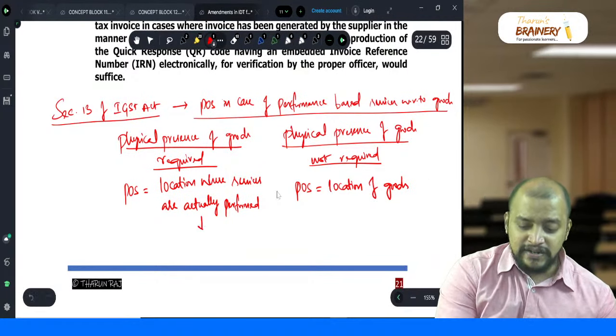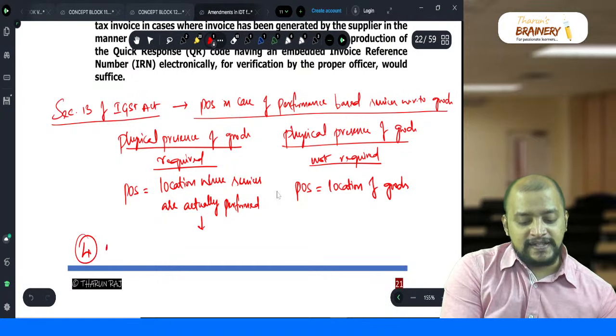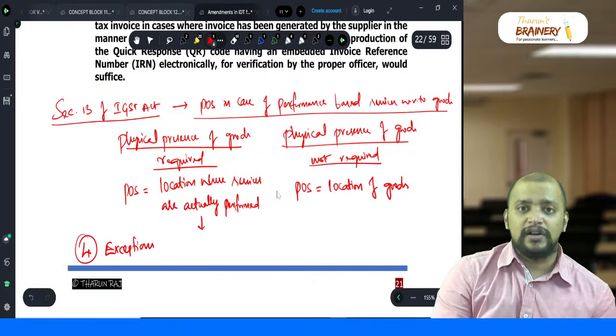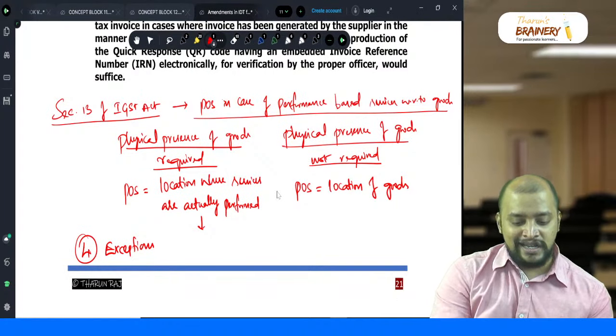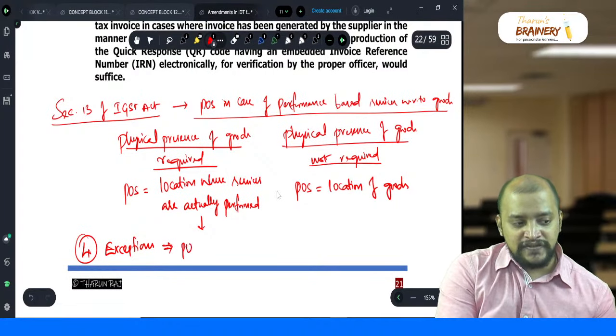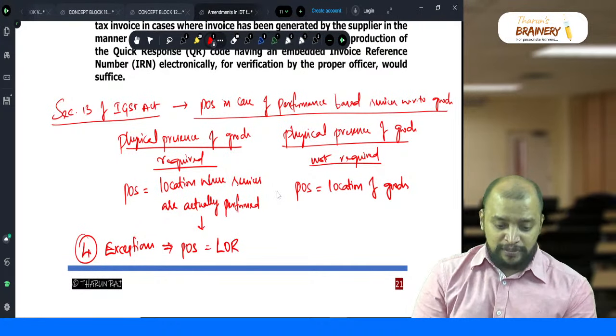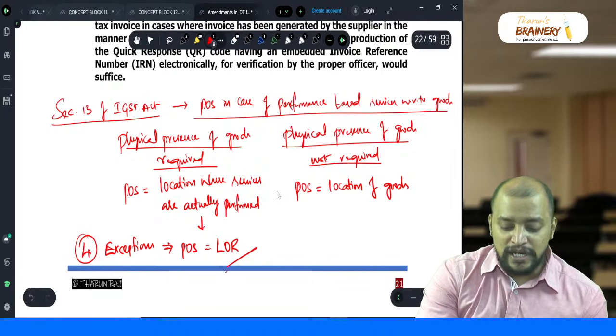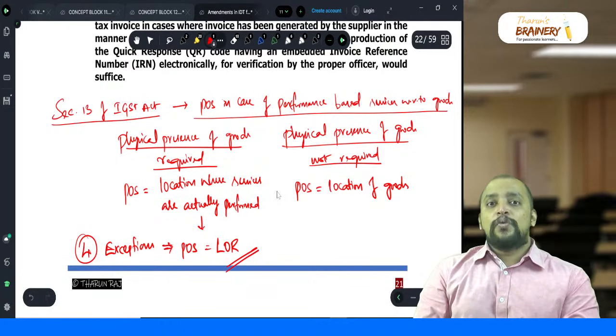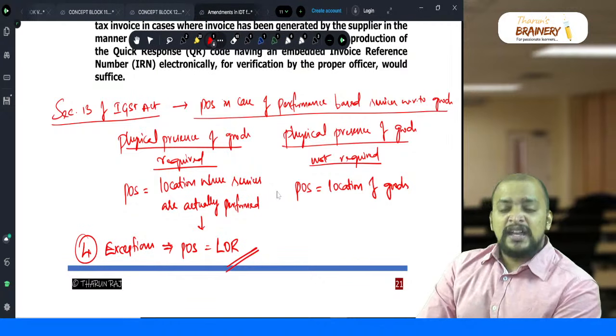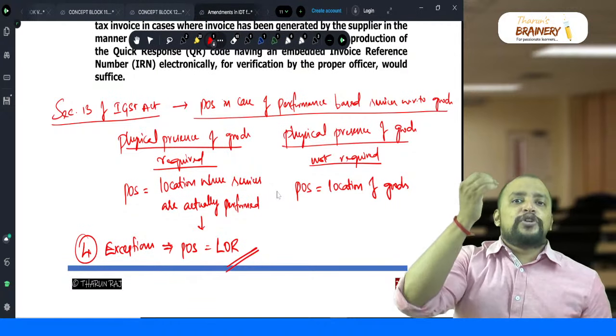For this we have 4 exceptions. Four exceptions are there where place of supply is the location of recipient, not the location where services are actually performed. Place of supply will be location of recipient. What is the first exception? Goods are temporarily imported into India.